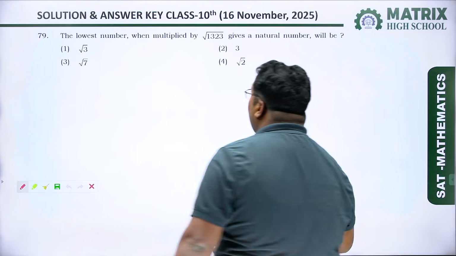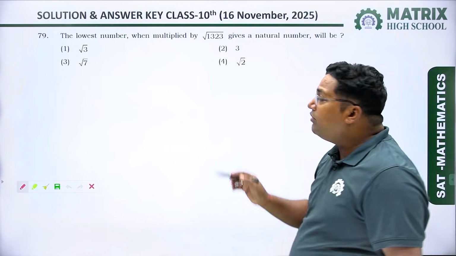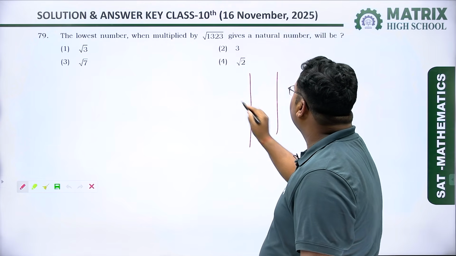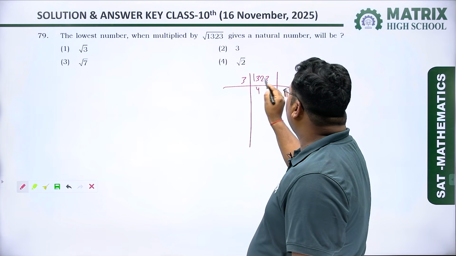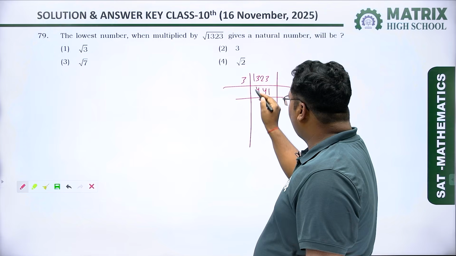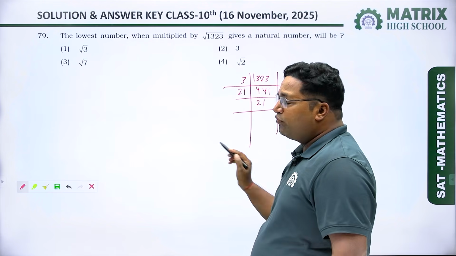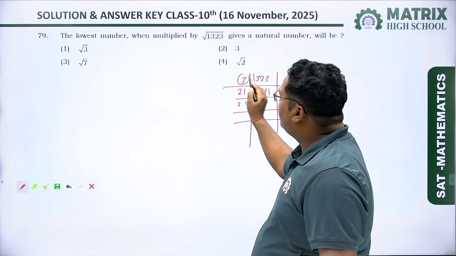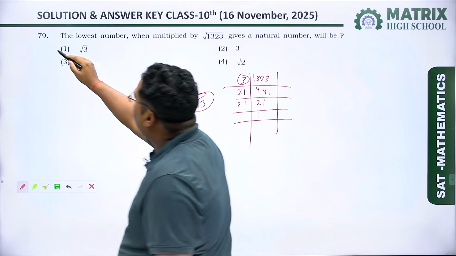The lowest number when multiplied by square root of 1323 gives a natural number will be. So first of all we have to find out the prime factorization of 1323. So this number is divisible by 3. So 3 4s are 12, carry 1, remainder is 1. So 1 2 is 12, 3 4s are 12, 3 1s are 3. Now this 441 is the square of 21. So 21 into 21 is 441. So 21 divided by 21 is 1. So when we multiply this number by square root of 3, then this number is a natural number. So our answer is option 1.